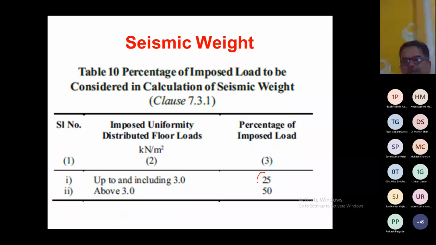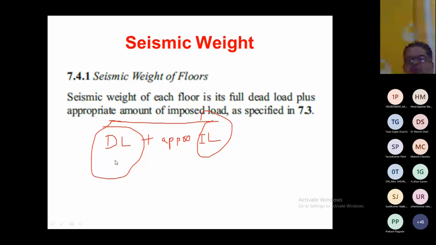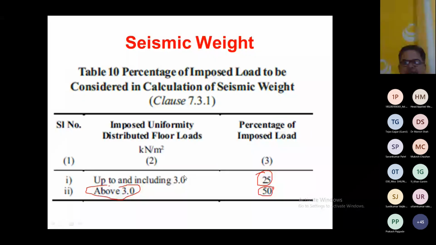Percentage imposed load 25%. And if the live load is more than 3 kN/m square, then you can consider 50% load, right? It means here dead load plus 0.25 imposed load or 0.5 imposed load, right? This is going to be there, right? Now what is the reason behind it?